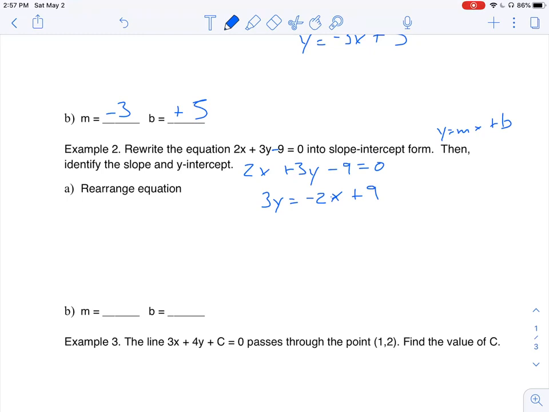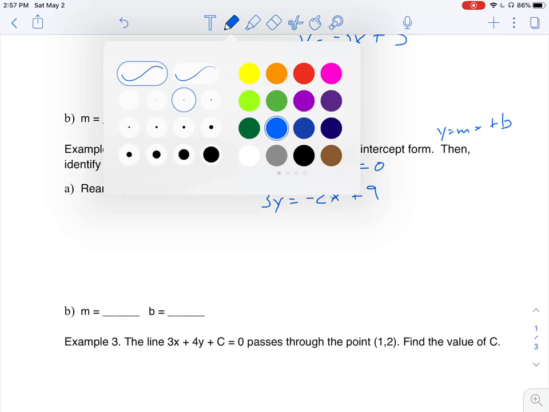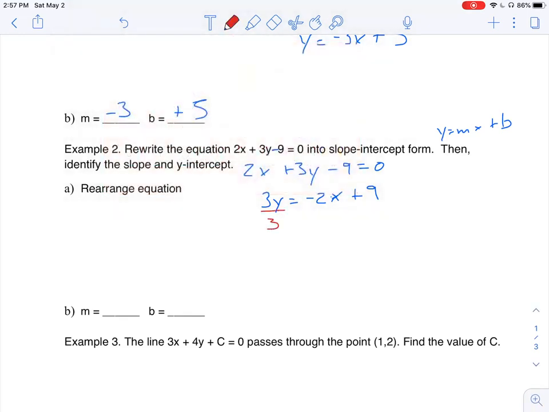Is my y variable isolated? Not quite. I need to divide it by 3, which means I have to divide everything by 3. So now I have my y isolated because those 3's cancel. Negative 2 over 3x, and then 9 divided by 3 is positive 3. Now all of a sudden I have y equals mx plus b. What is my slope? Negative 2 over 3. What is my y-intercept? It is positive 3.